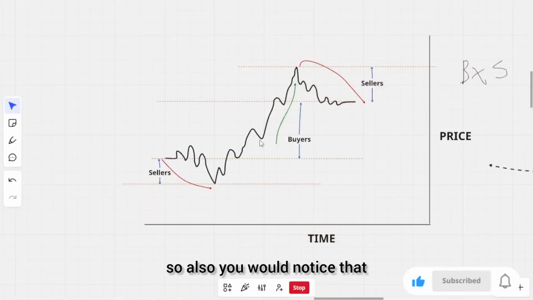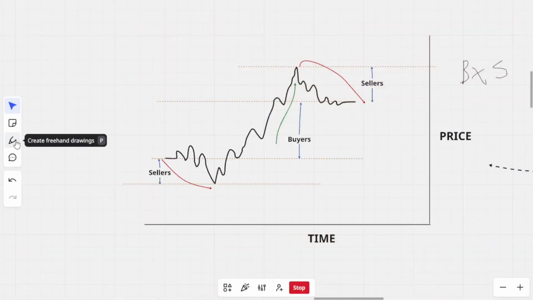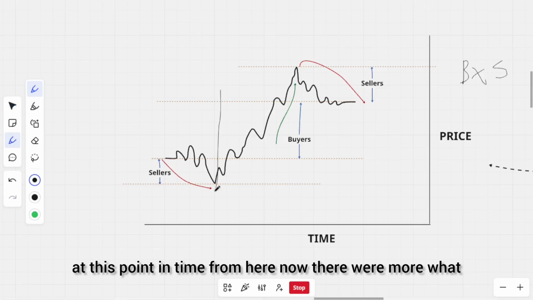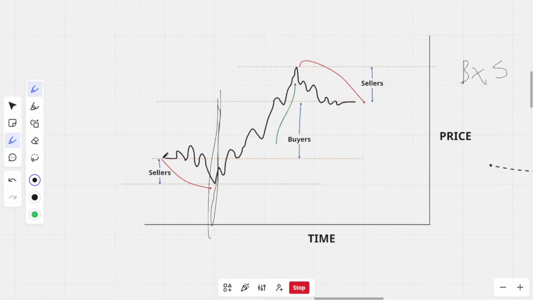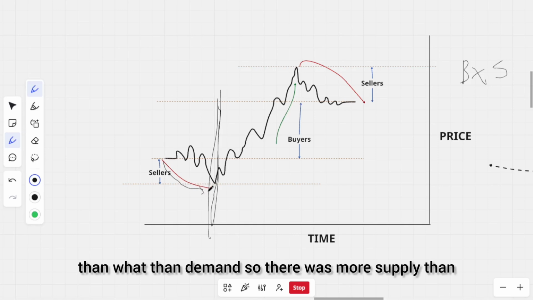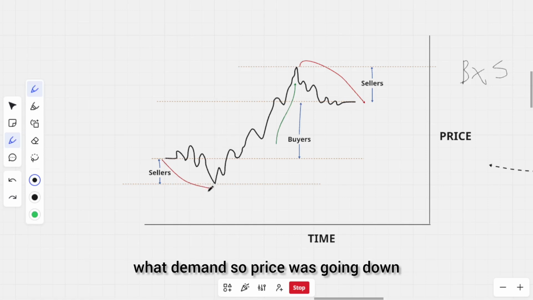So also you would notice that at this point in time from here now, there was more what? Supply than what? Than demand. So there was more supply than what? Demand. So price was going down.